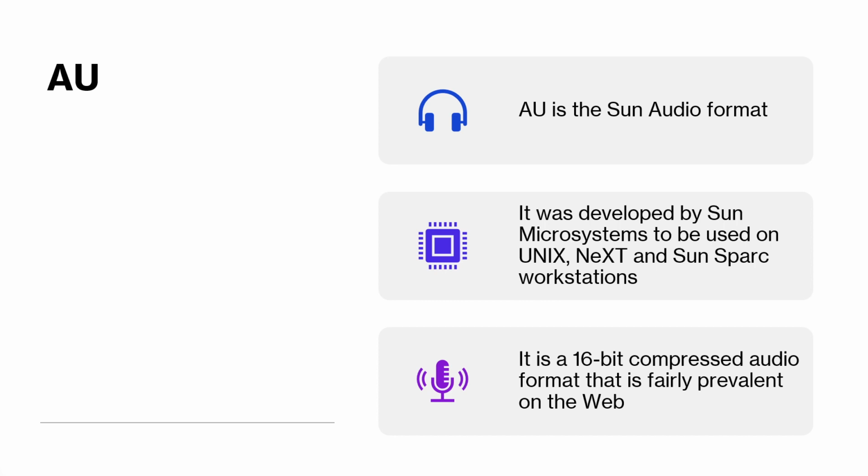It's also a 16-bit compressed audio file format, which is fairly prevalent on the web. So you will see on websites audio files that are of the format AU.